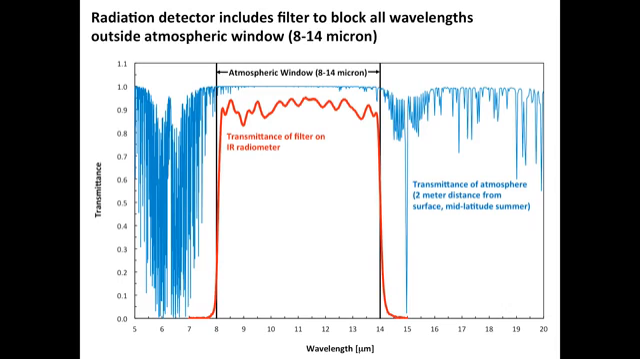The filter on the radiation detector needs to closely correspond to the atmospheric window to eliminate influence from the atmosphere, or essentially see through the atmosphere to the surface that we're interested in measuring. Below 8 micron, we can have interference from water vapor, and above 14 micron, we can have interference from CO2.